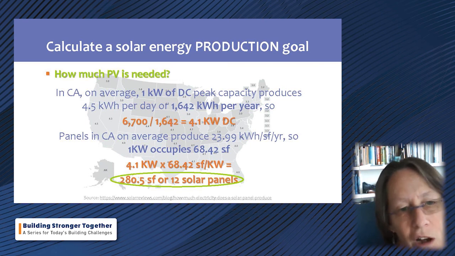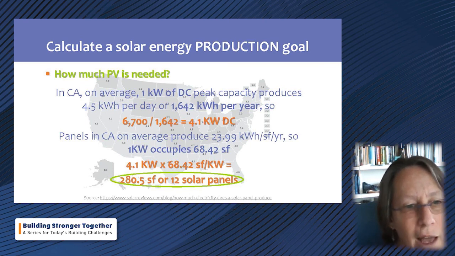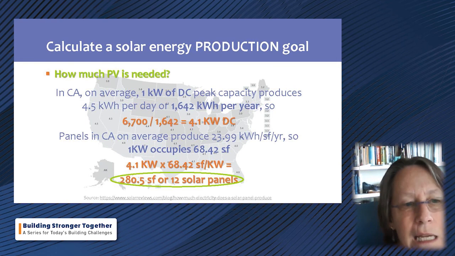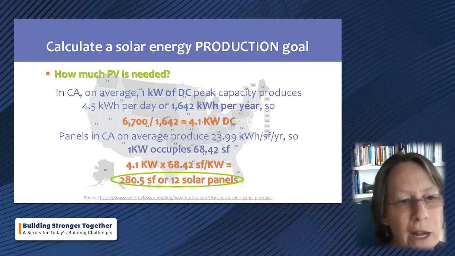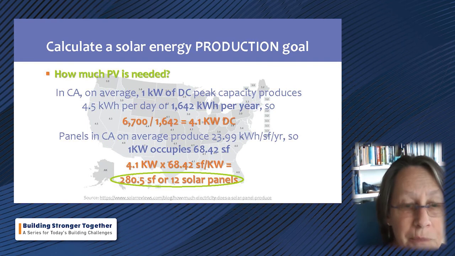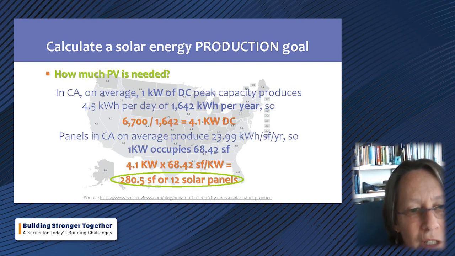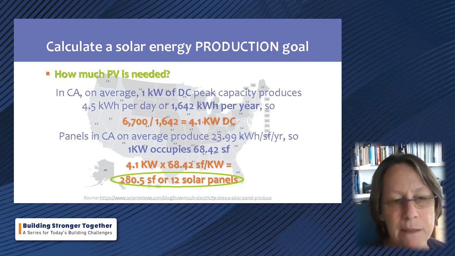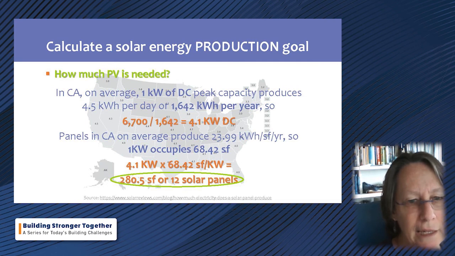And so for my example average, I looked that up and found out that 1 kilowatt of DC peak capacity can put out 4.5 kilowatt hours per day, or 1,642 kilowatt hours per year. So using that 1,642 number, dividing into my 6,700 from the prior calculation, I find out that I'm going to need 4.1 kilowatts of DC power from my solar array.